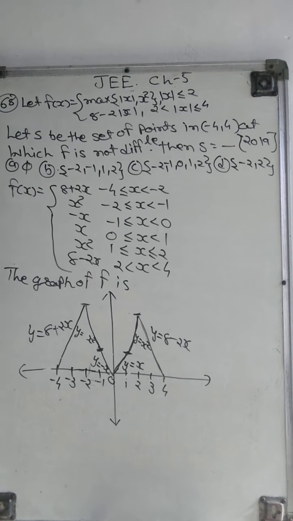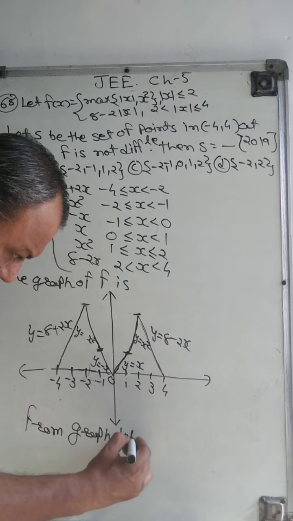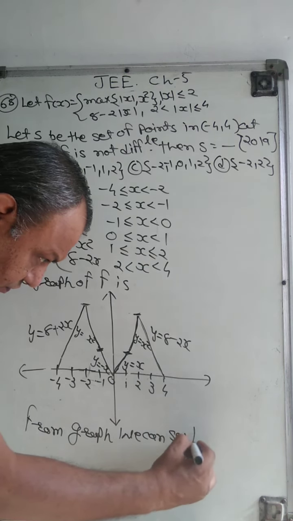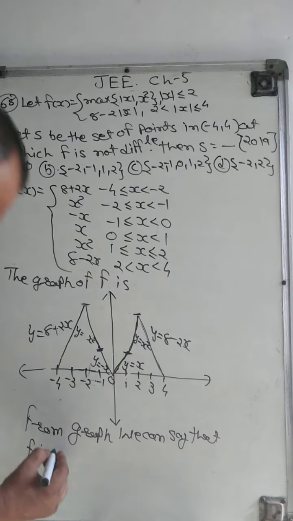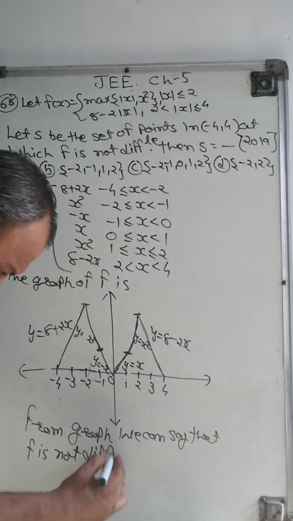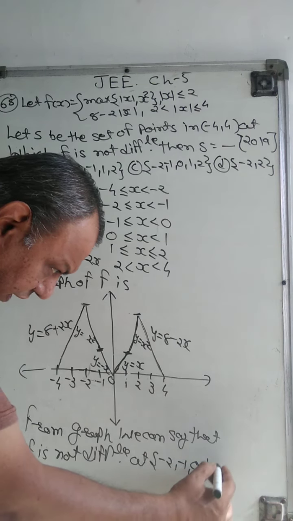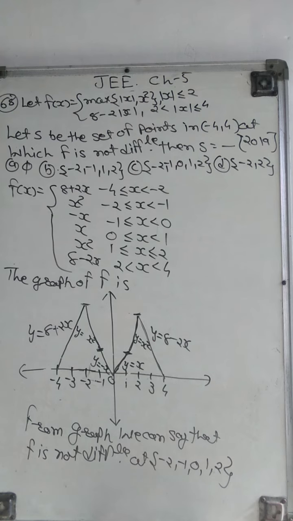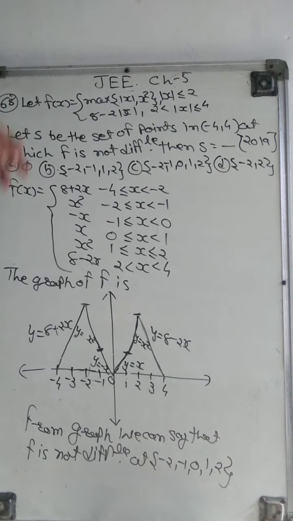So from the graph we can say that f is not differentiable at minus 2, minus 1, 0, 1 and 2, right? All these points are included in the given option, right? So this way our answer is C. In answer C, the function is not differentiable at the respective points. So this is the answer. Now we go for the next one.